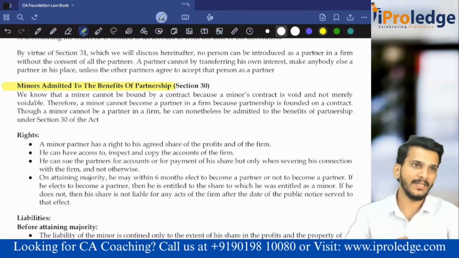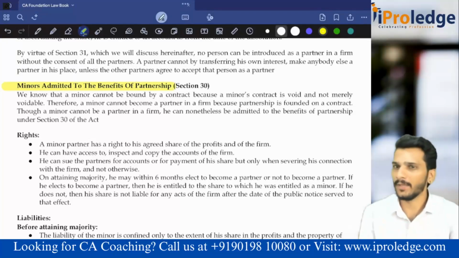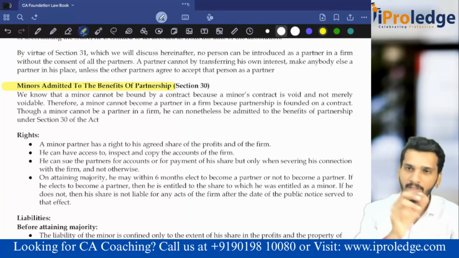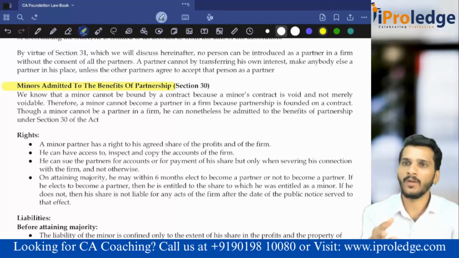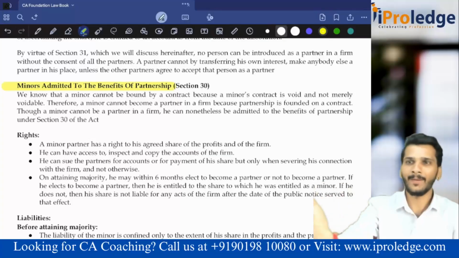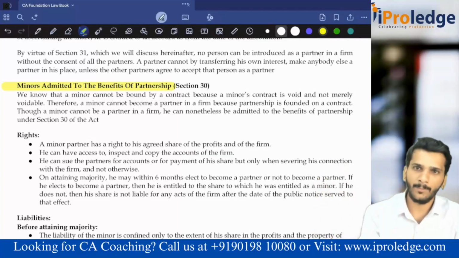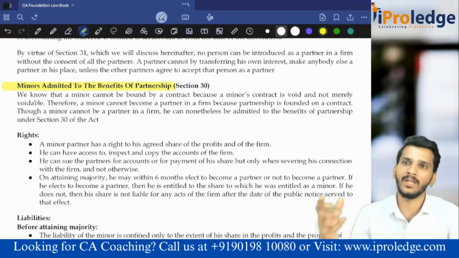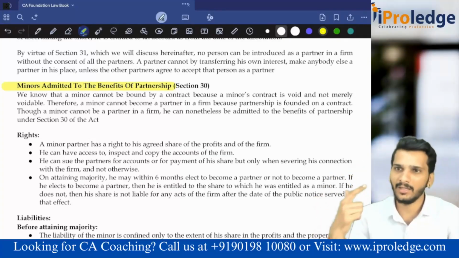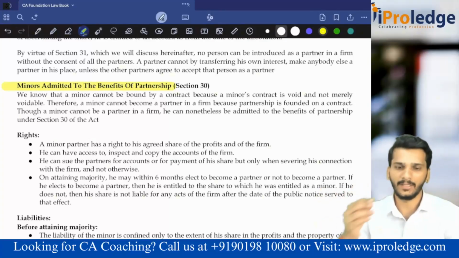Consider the minor is not a partner, but he can be admitted for the benefit of the partnership firm. He is entitled to receive a share of profit. Later, say the partnership firm went into losses. All the partners are required to contribute to the losses. Even the minor is liable to contribute to the losses only to the extent of the profits derived from the partnership firm. In excess of that, his personal assets are not liable. The third party cannot sue the minor. Minor is totally released from that.